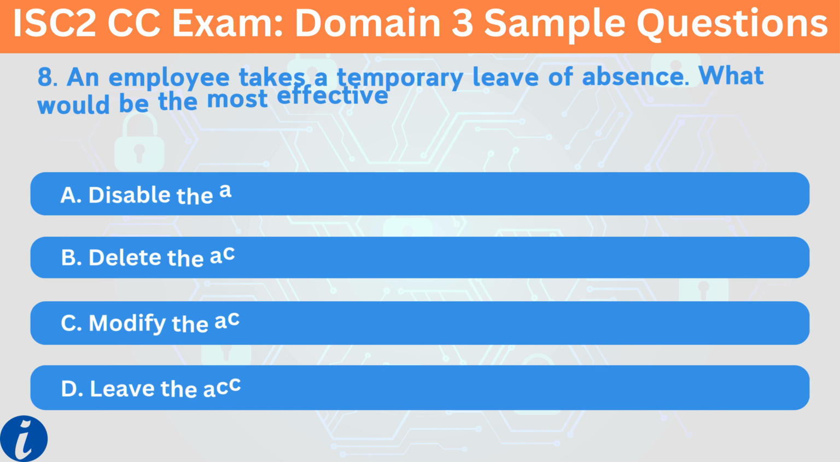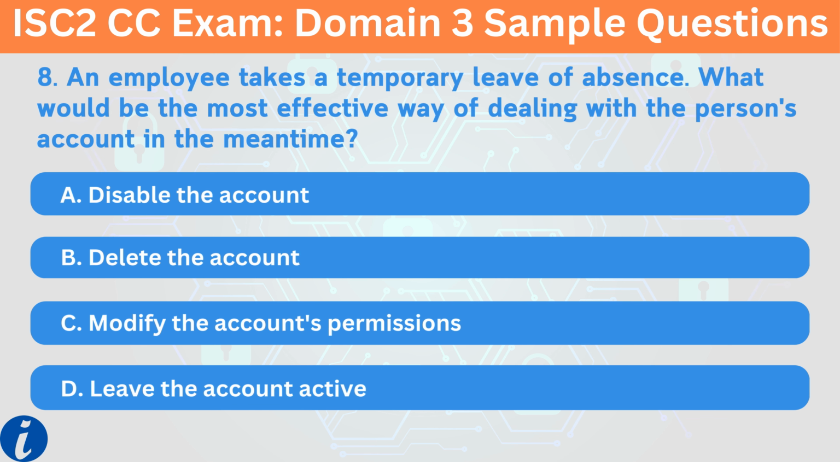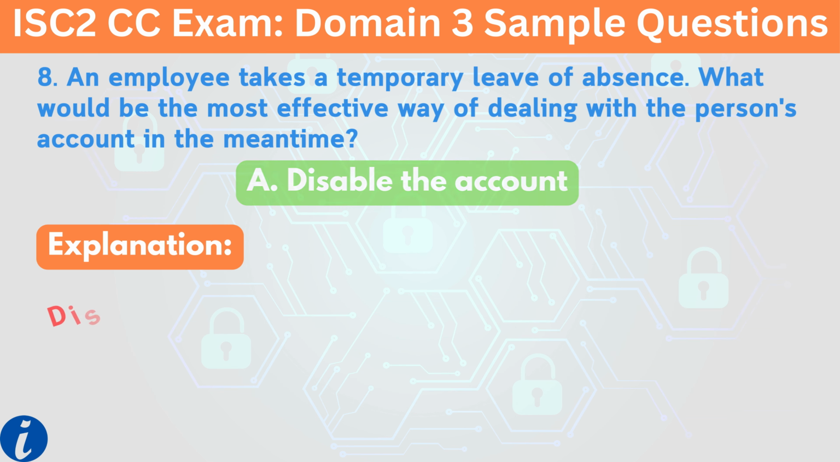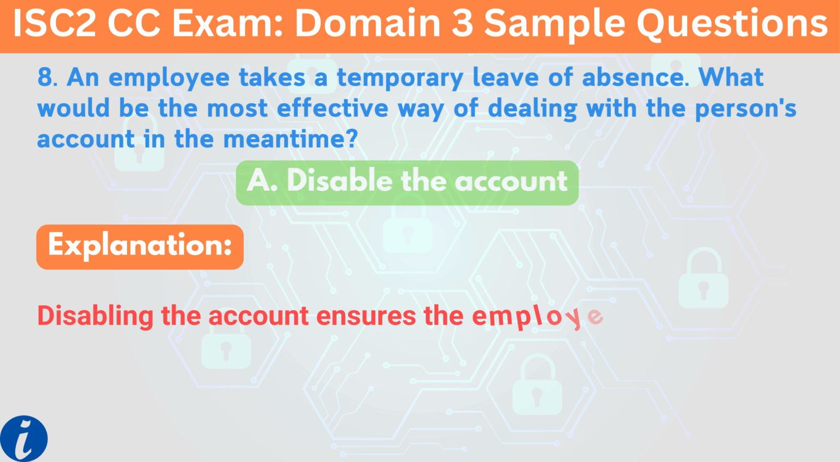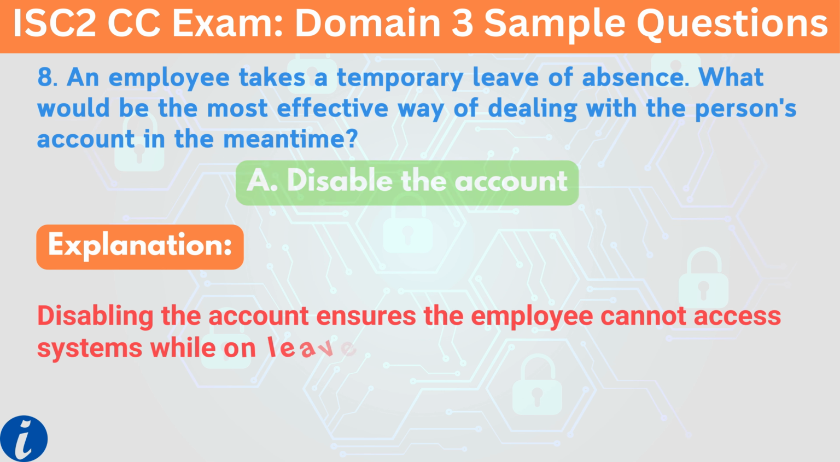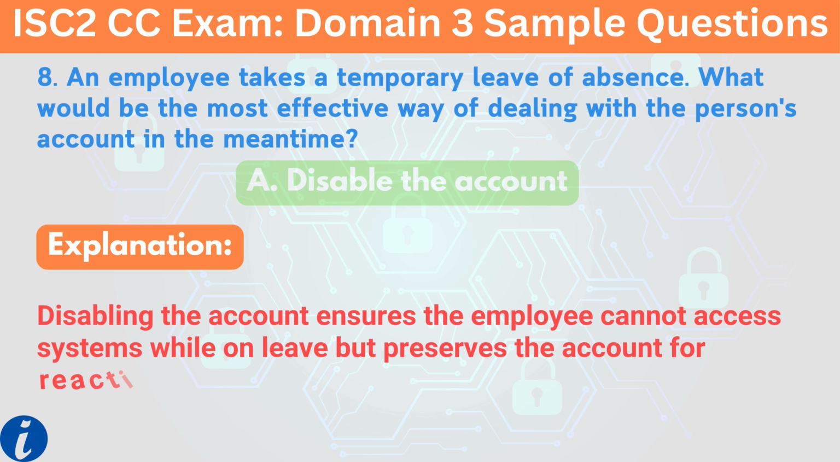8. An employee takes a temporary leave of absence. What would be the most effective way of dealing with the person's account in the meantime? A. Disable the account. B. Delete the account. C. Modify the account's permissions. D. Leave the account active. The correct answer is A. Disable the account. Explanation. Disabling the account ensures the employee cannot access systems while on leave, but preserves the account for reactivation upon their return.